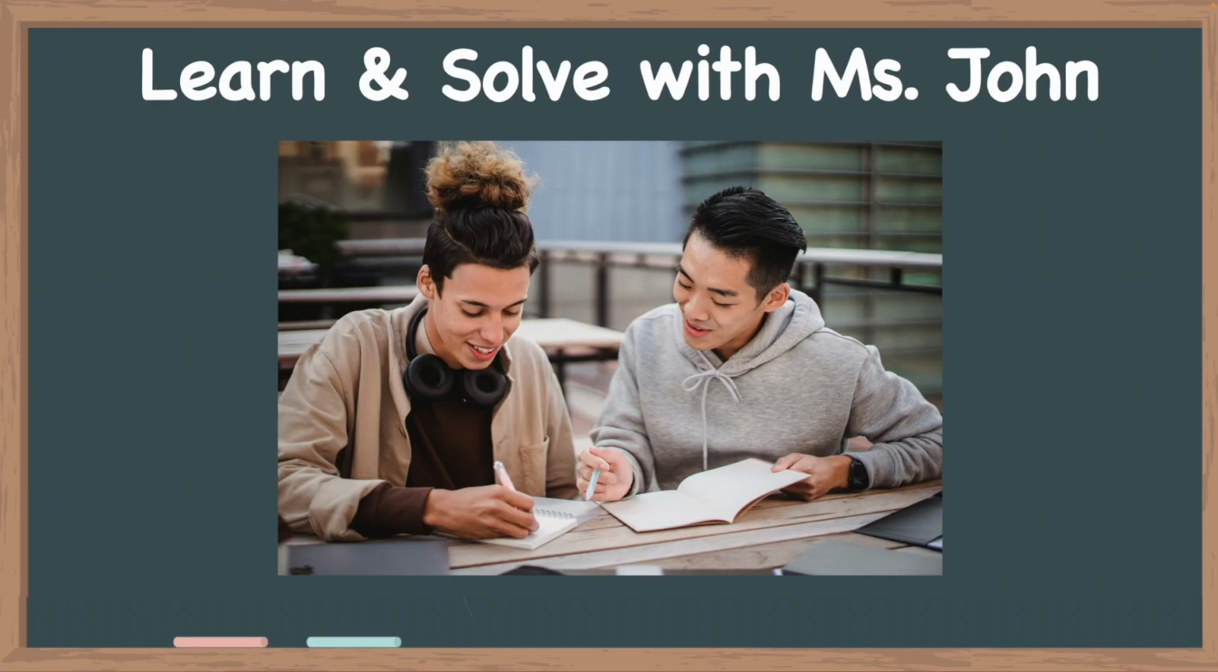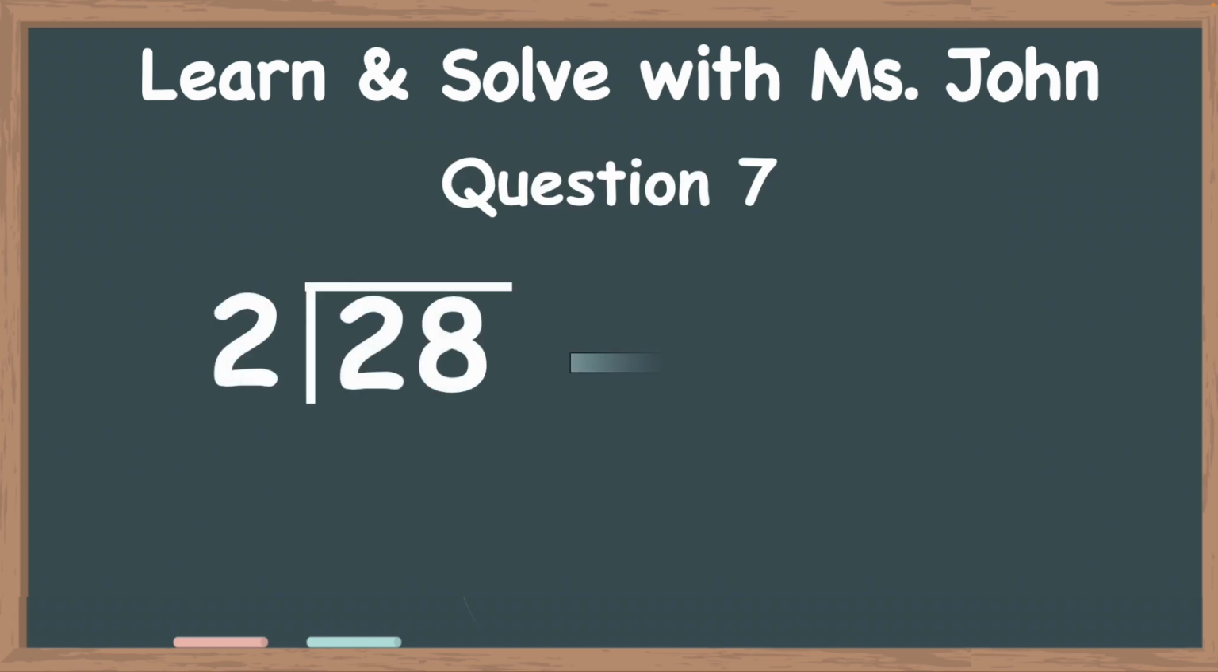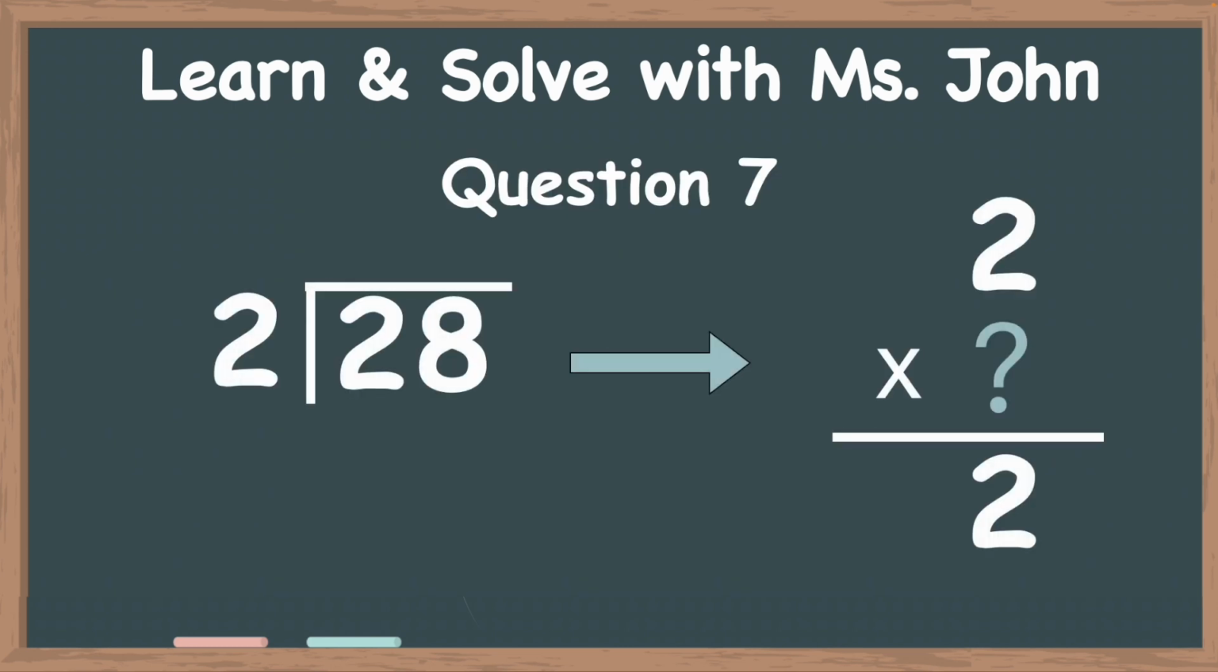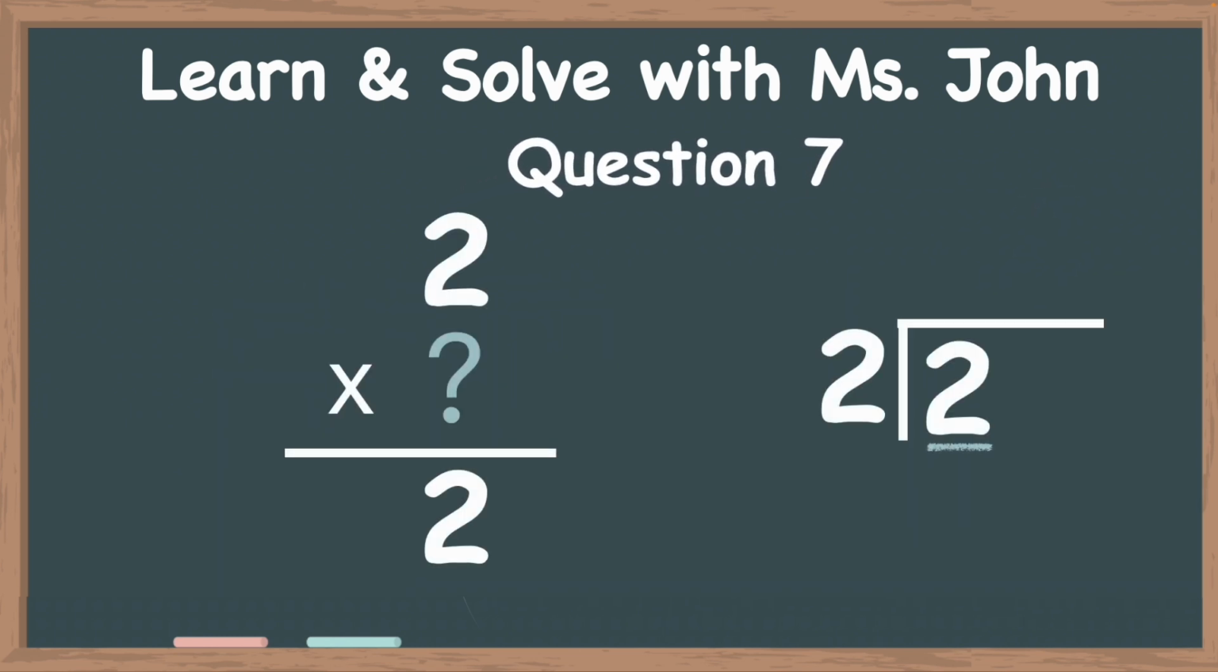For the next two questions, we're going to take our time and divide it together. Question number 7. We'll complete this question by first dividing 2 divided by 2 and then 8 divided by 2. So in this case, we're going to do 2 divided into 2 first. So let's start thinking about 2 times what can give you 2. The answer is 1. 2 times 1 gives you 2, therefore 2 divided into 2 equals 1.